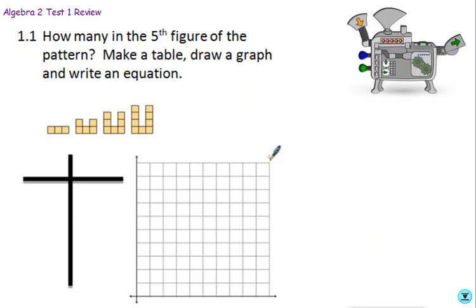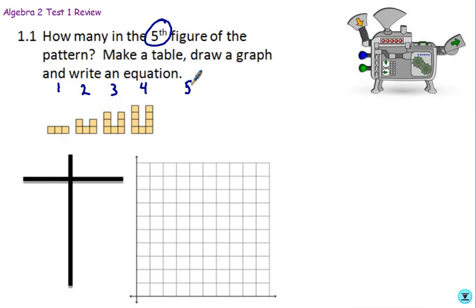Alright, so let's go ahead and take a look at the first one. How many in the fifth figure of the pattern? So we're going to make a table, draw a graph, and write an equation. So, fifth figure in the pattern. So this would be the first, right? Second, third, fourth. And then it's asking for the fifth figure in the pattern.